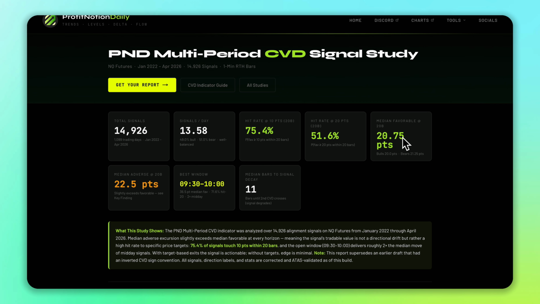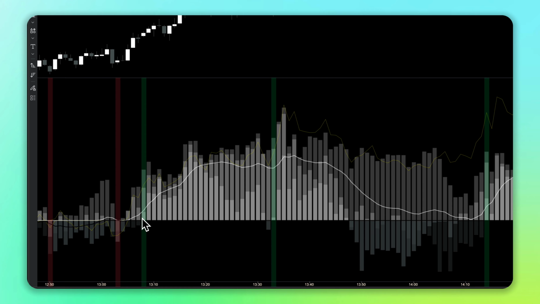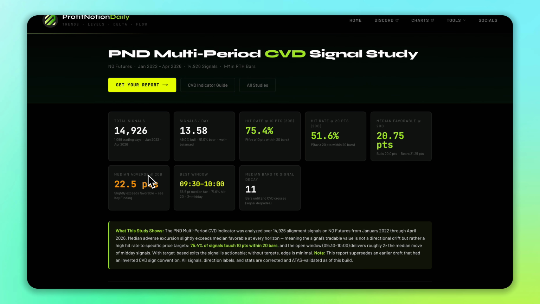And then your median favorable move at 20 bars is about 20 points. Your median adverse move at 20 bars is about 22.5 points. And this adverse move, I'll jump back to this chart again. The adverse move basically says, hey, I enter here, and then now one of the CVDs is crossing negative, so now we stop the clock, right? And within that period before that happens, how far does it move against you? Within 20 bars, you get about 22.5 points. So it's almost nearly a 1-to-1 as far as it moves in your direction versus against you. It's just an interesting data point.